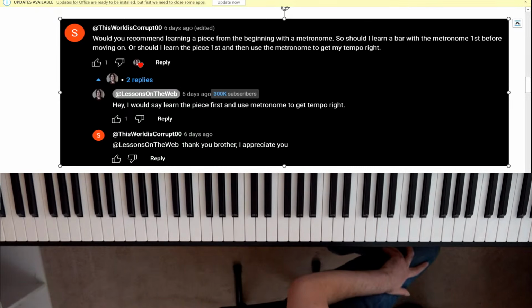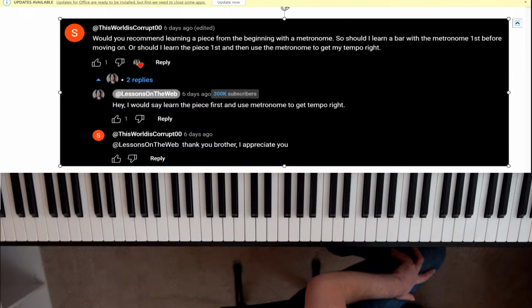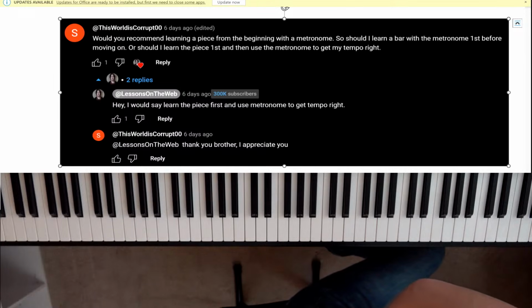Okay, next question. How would you recommend learning a piece from the beginning with a metronome? Oh my goodness, I don't have the metronome here with me. Okay, this is actually a good question. Should I learn a bar with the metronome first before moving on, or should I learn the piece first and then use the metronome to get my tempo right? I did answer this one, but I definitely wanted to cover it right now because I want everybody to know this. You want to learn the piece first, right?